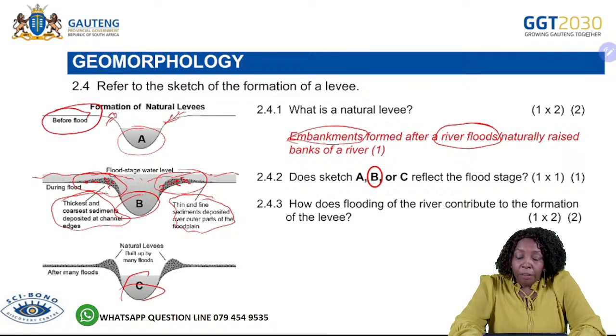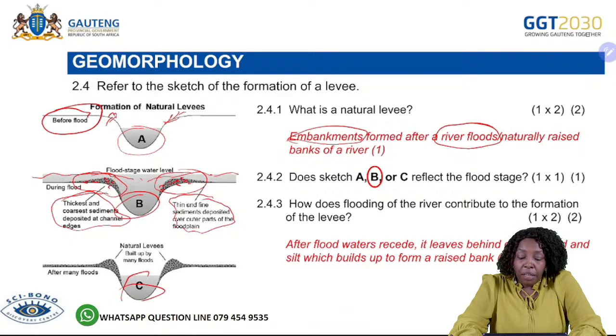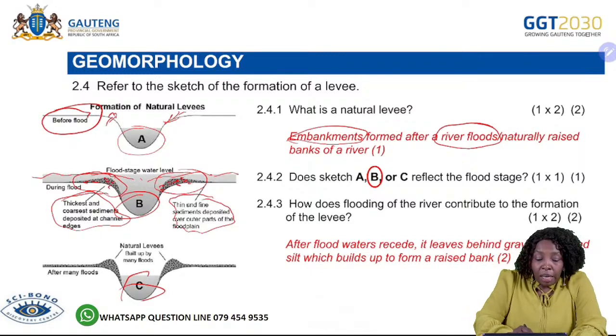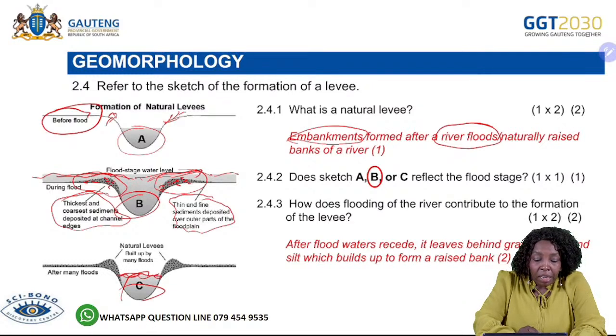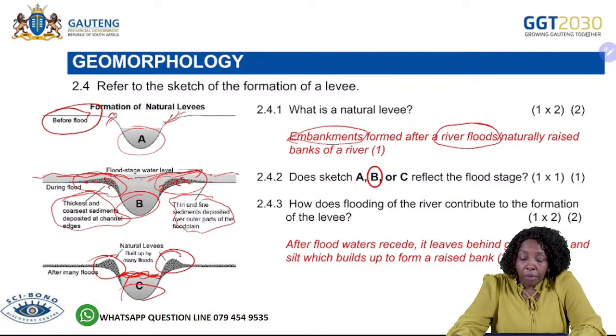So how does flooding of the river contribute to the formation of the levee? After the flood water recedes, it leaves behind the gravel, the sand, and silt, which builds up to form the raised bank. So we can see here the water has receded. At first, the water was overflowing here. Now the water has receded, meaning it has lowered down. So this leaves the deposition of sand and silt alongside the river banks.